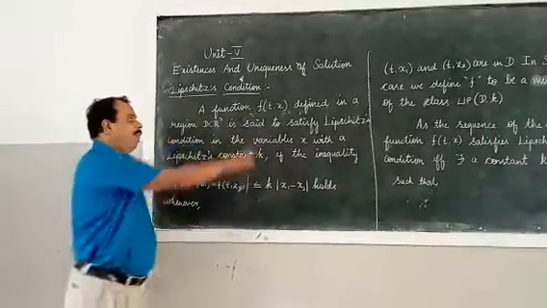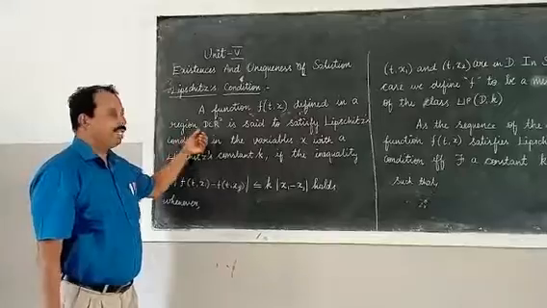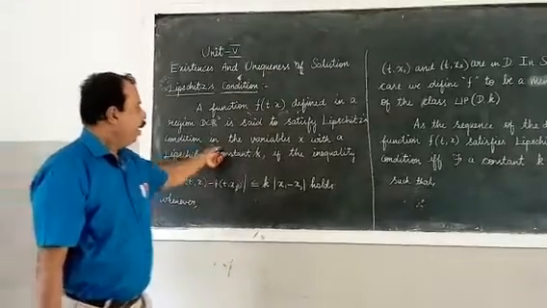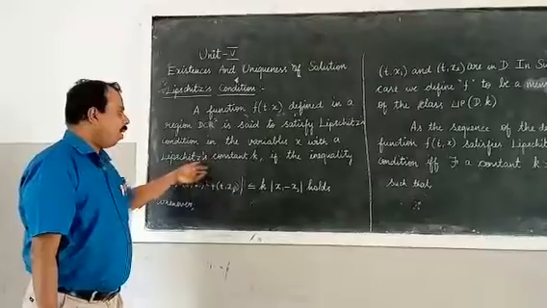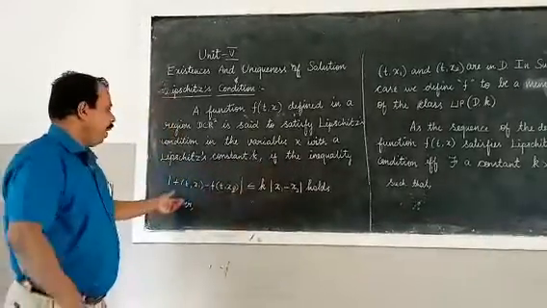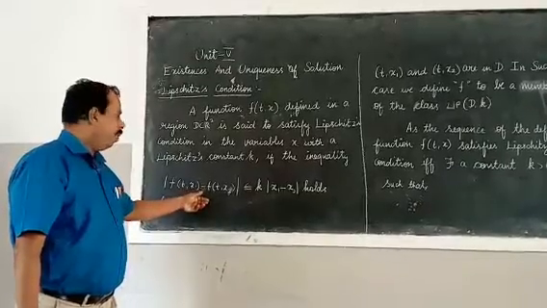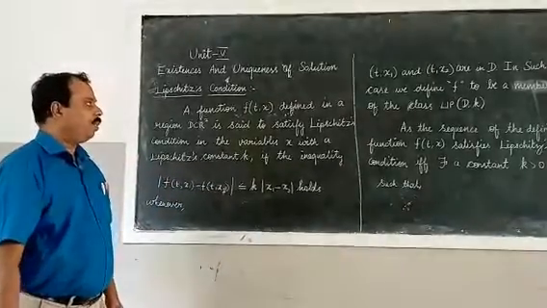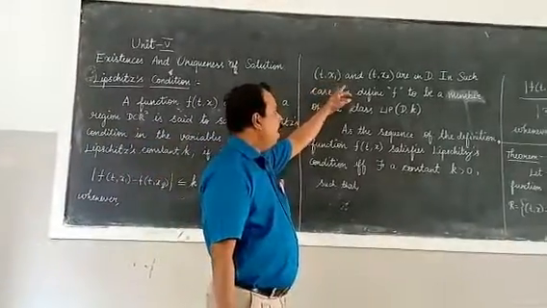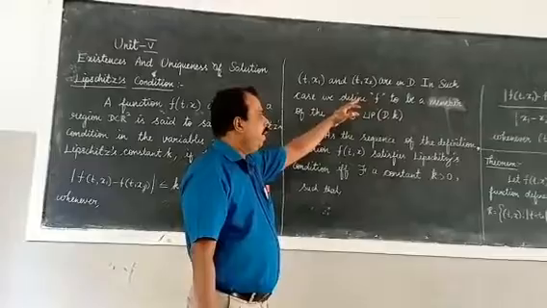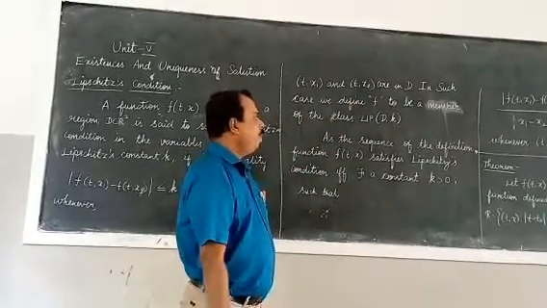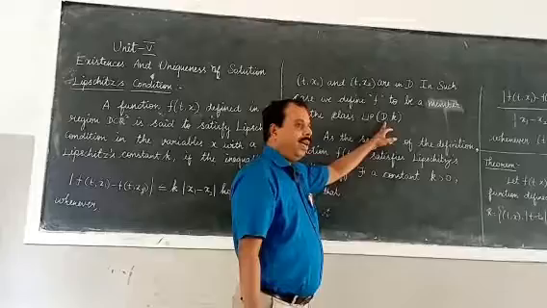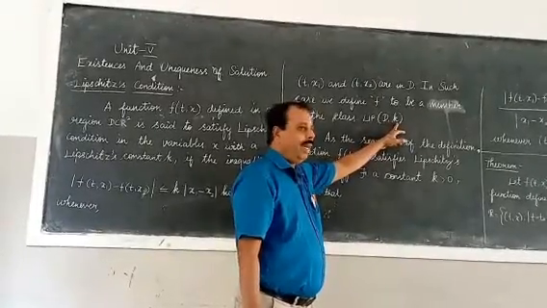A function f(t, x) defined in a region D, a subset of R squared, is said to satisfy the Lipschitz condition in the variable x with the Lipschitz constant k if the inequality |f(t, x1) - f(t, x2)| is less than or equal to k times |x1 - x2| holds, where (t, x1) and (t, x2) are points in D. In such a case, we say f is a member of the class Lipschitz, with D a domain with the Lipschitz constant k.